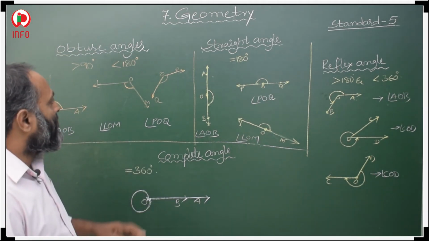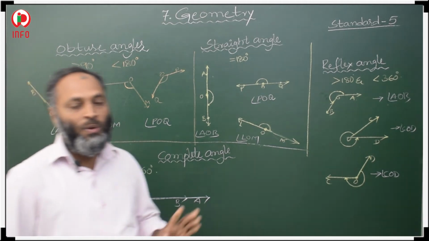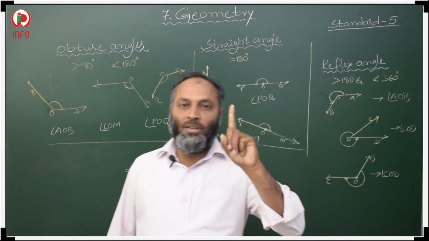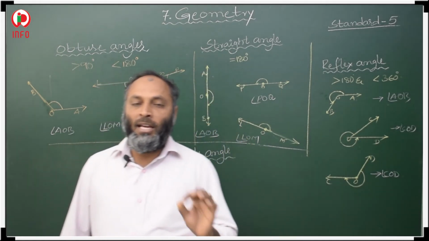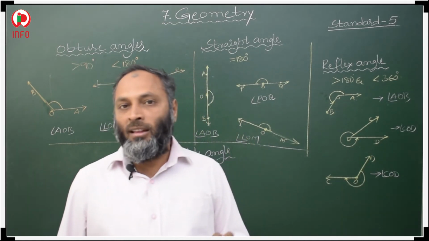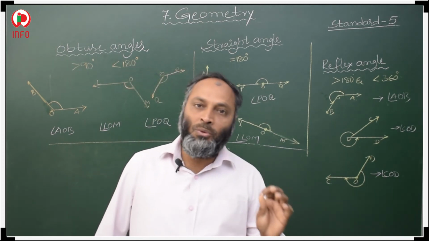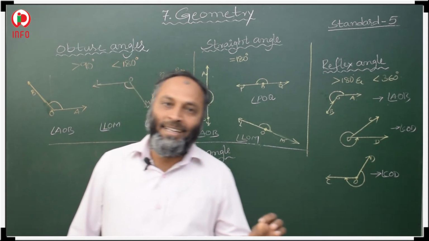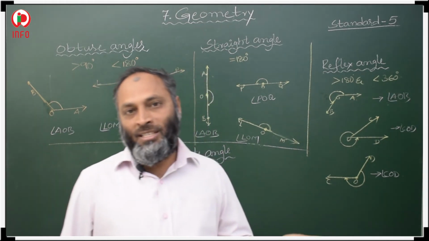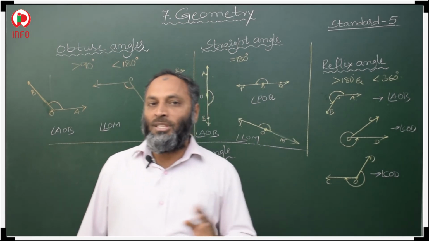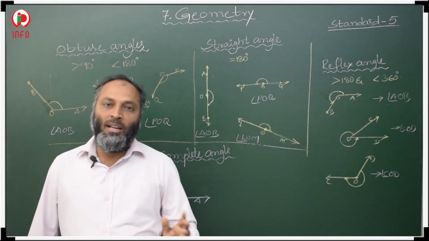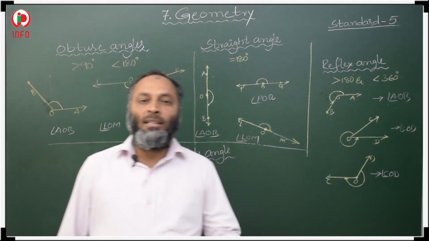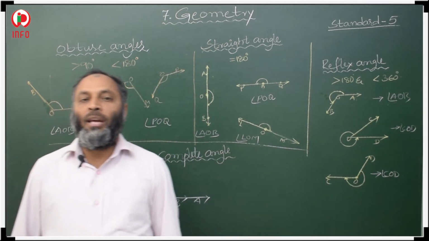Here, how many angles did we discuss? Total 6 angles. Once again, we recapitulate. First, acute angle. What is an acute angle? If the angle between the two rays is less than 90 degrees and greater than 0 degrees, it means the angle from 0 to 90, then that is called an acute angle.